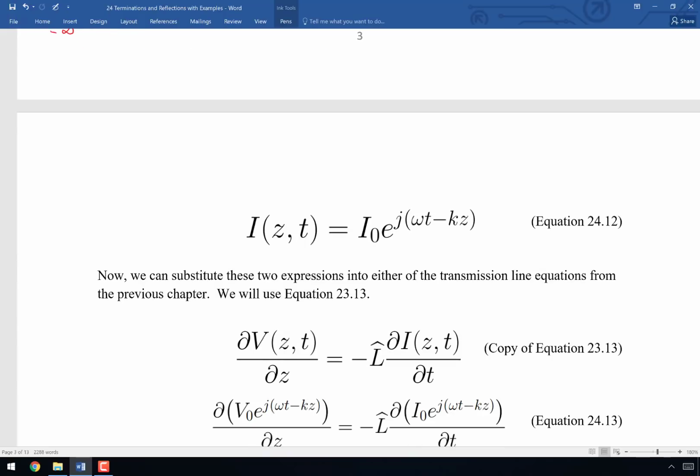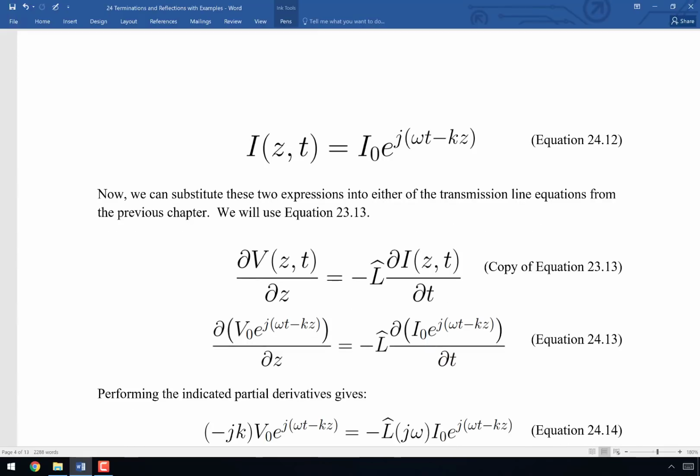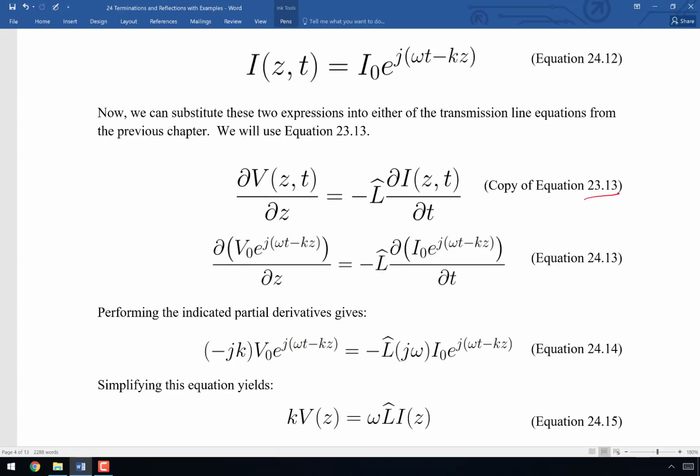We're going to substitute these two expressions into either of the two transmission line equations from the previous chapter. We're going to use the second one here; we could have just as easily used the first one and obtained the same exact result. Just reminding you, equation 23.13, the second of the two transmission line equations. I'm going to take the partial derivative of v with respect to z and plug in my new equation for the positive moving wave of v. Then on the right-hand side, I need the partial derivative of I with respect to t, and I'm going to plug in my equation for the positive moving current.